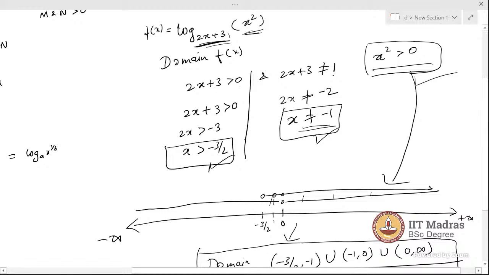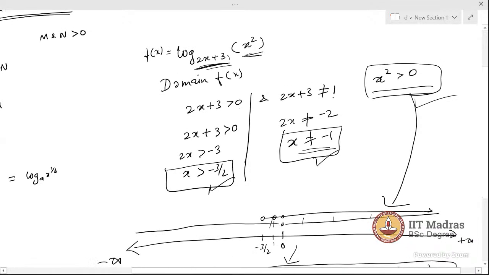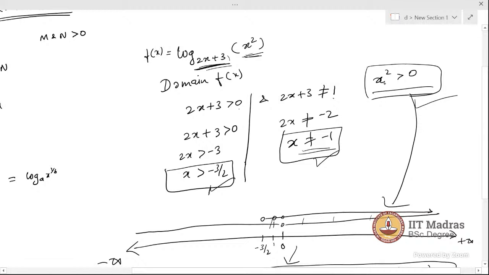I drew a number line. Sir, I have confusion in the number line. You have drawn except 0 towards both ends. This is the domain of x square. Yes, for this x square. But we are taking only the positive side of x square because x square should be more than 0. Okay, sir.